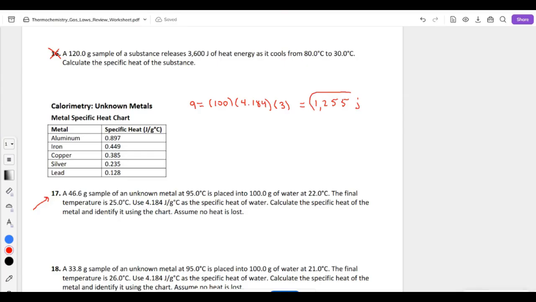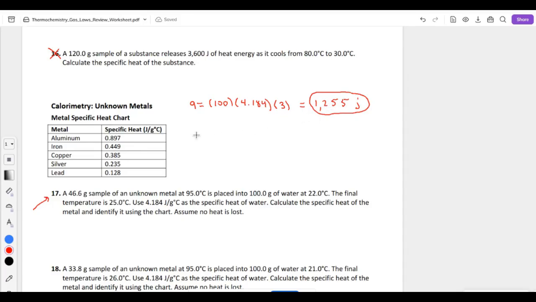All right, that's how much energy the water gained from the hot metal. Now, the water didn't make this energy. Conservation of energy: energy cannot be created or destroyed. It can just be transferred. So this is the energy that got transferred from the metal. So that's the amount of energy the hot metal had.